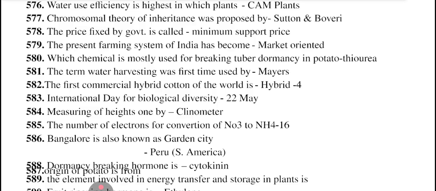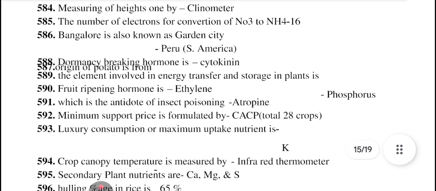International Day for Biological Diversity is 22nd May. Measuring of heights is done by clinometer. Number of electrons for conversion of NO3 to NH4 is 16. Bangalore is also known as Garden City. Origin of potato is Peru, South America. Dormancy breaking hormone is cytokinin. Element involved in energy transfer and storage in plants is phosphorus. Fruit ripening hormone is ethylene.